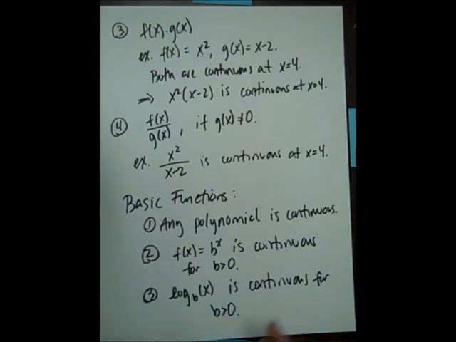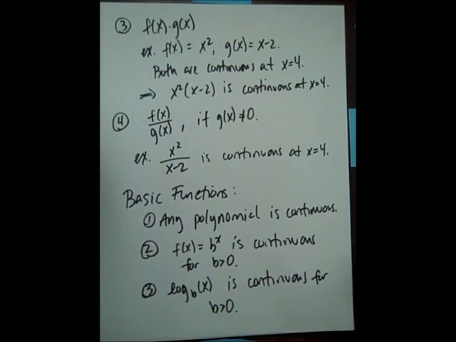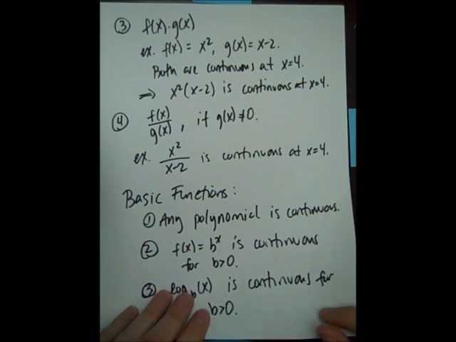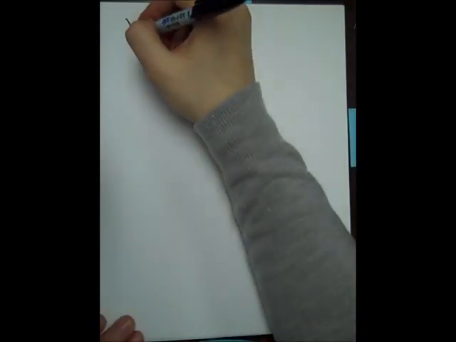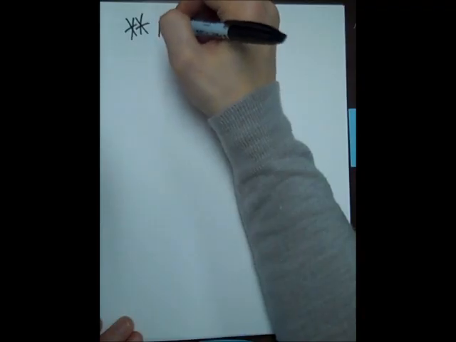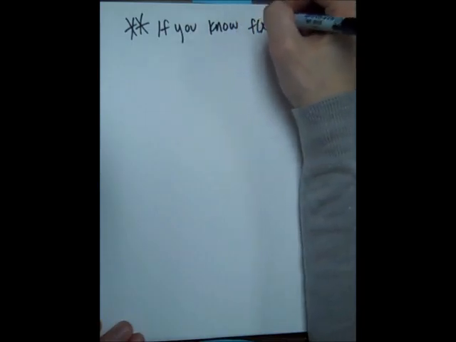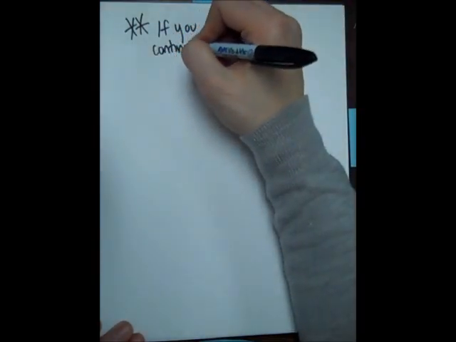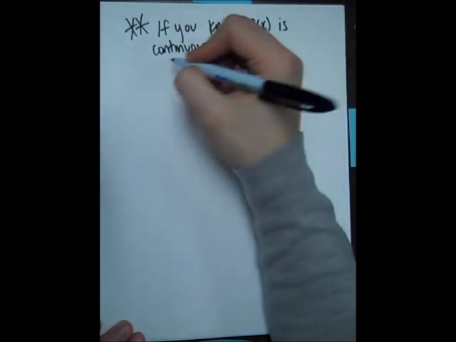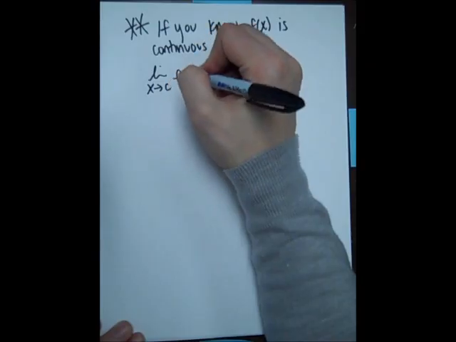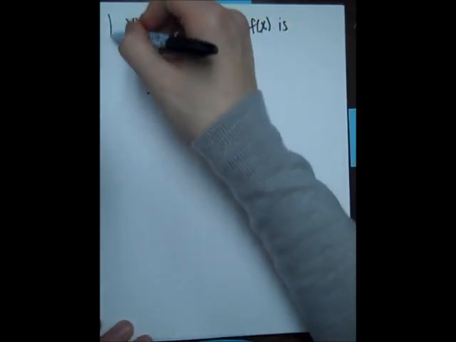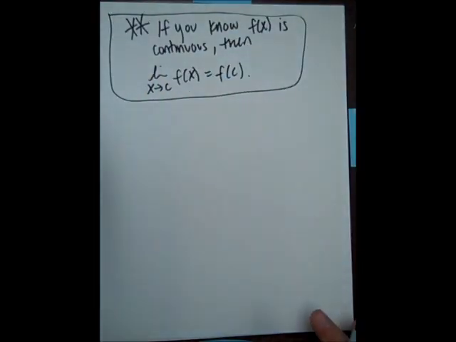Alright, so we've talked about a bunch of functions that are continuous everywhere. We haven't really talked about an easy way to tell if it's continuous, and this is where a limit comes in. So here's what we'll say, and this is kind of a big deal. If you know that f of x is continuous, then the limit as x approaches c of f of x equals f of c. And this is a big deal about continuity, because when we were doing limits before, we had to use all of those different limit laws. But now we know if a function's continuous, you can just plug in that value.